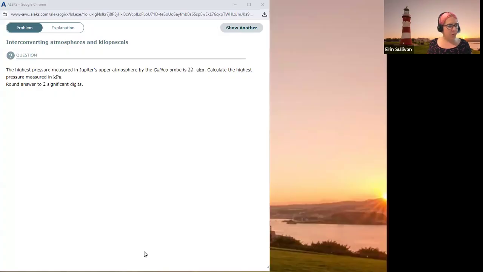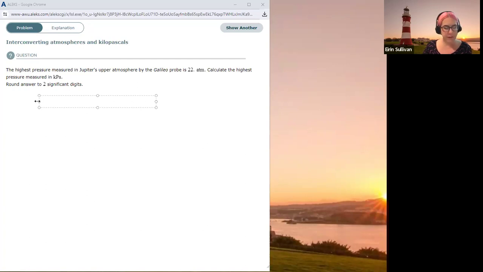All right, we're going to start off with a bit of unit conversion and dimensional analysis. So we're going to do interconverting atmospheres and kilopascals. Obviously, there are many different units of pressure, such as millimeters of mercury, torrs, bars. So this is just one example, okay? Obviously I would never expect you to memorize unit conversion factors or anything.